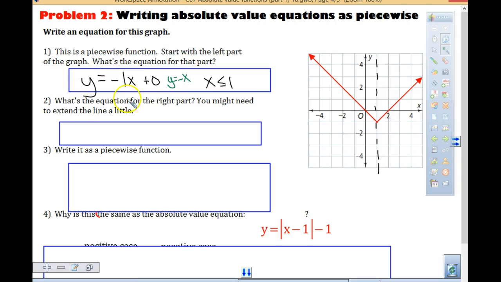Okay, so I take either one of those 2 answers, right? This is the same thing, just so we're aware of that. Y equals -x. So that's the left side. Now we want to look at the right side.